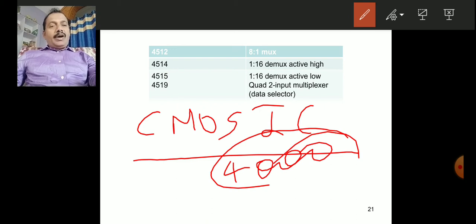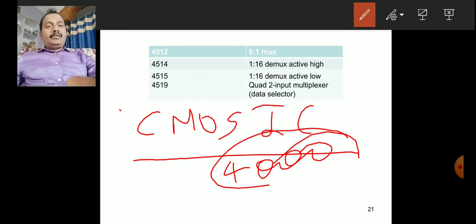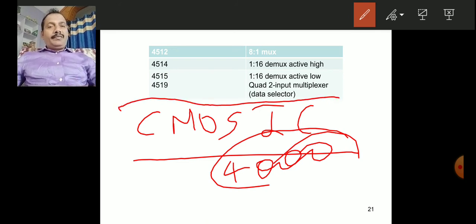4519 is the quad 2 input multiplexer. So this is the 4519, which gives us two quad 2 to 1 mux. That means 4 muxes are available in this IC.